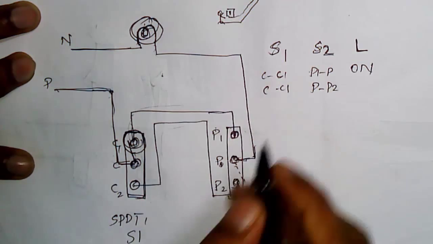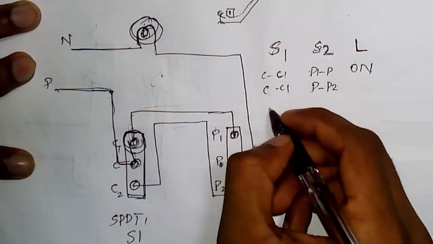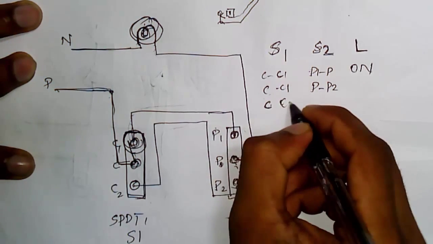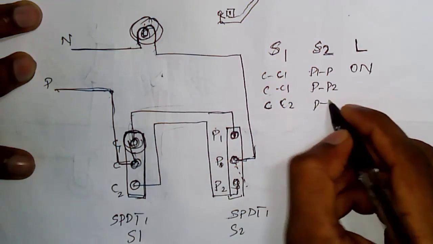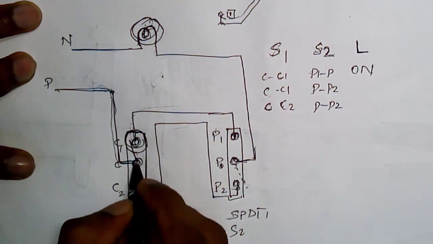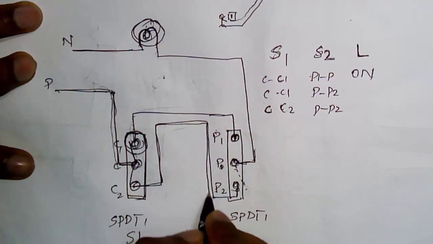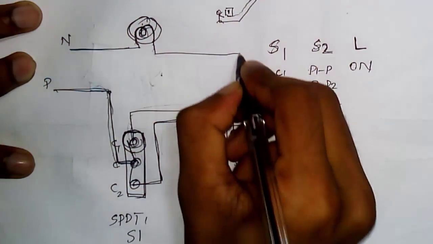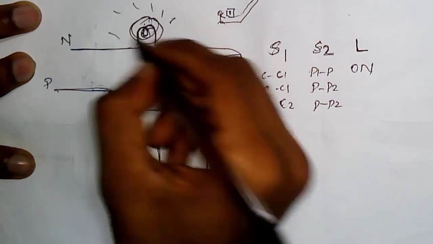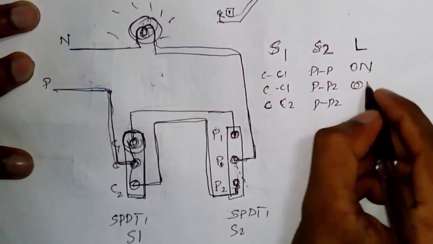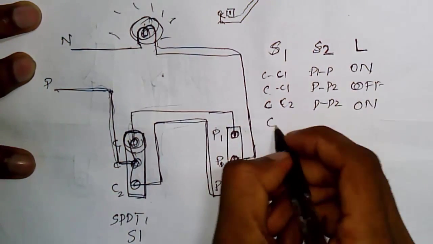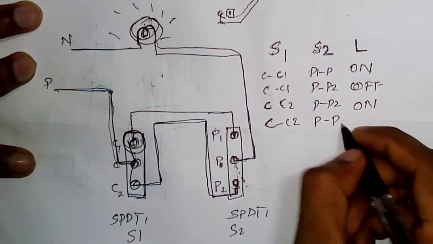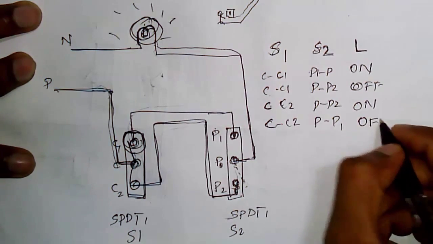and it becomes an open circuit. And now if S1 is connected to C2, then this P2 here is connected to this, and through this it comes to the P2 position, and from P2 it is connected to P, and through P it is connected to the bulb, and the bulb will glow. This is the position, and off. Also when at the C2 position, if S2 is at the P1 position, then the lamp will be off.